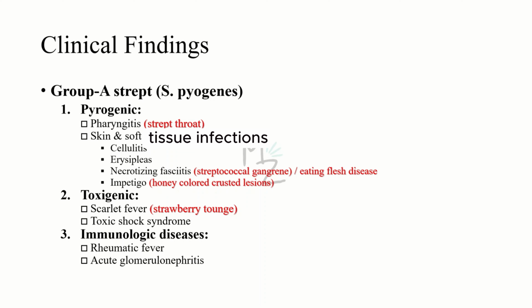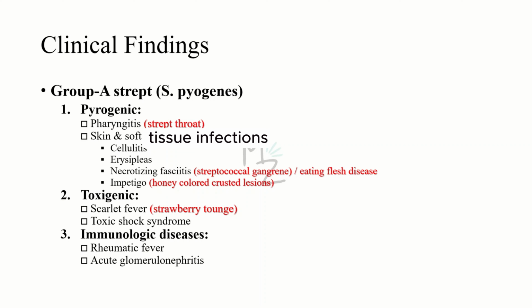If left untreated, it can lead to inability to swallow and cause other complications like sinusitis, and otitis media if it spreads to the middle ear. If it spreads to the meninges, it will cause meningitis. If it spreads to the mastoids, it will cause mastoiditis. It is also responsible for causing skin and soft tissue infections like cellulitis, erysipelas, and necrotizing fasciitis, also called streptococcal gangrene or flesh-eating disease. Impetigo, a form of pyoderma, is a superficial skin infection characterized by honey-colored crusted lesions. And lymphadenitis can occur, especially on the forearm, associated with an infection on the hand.